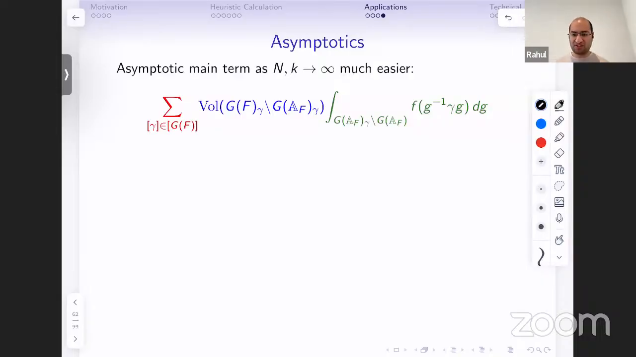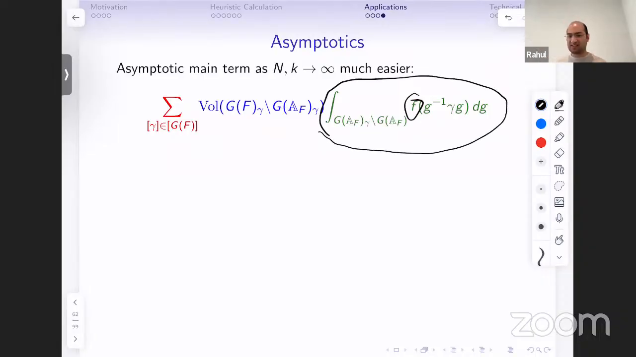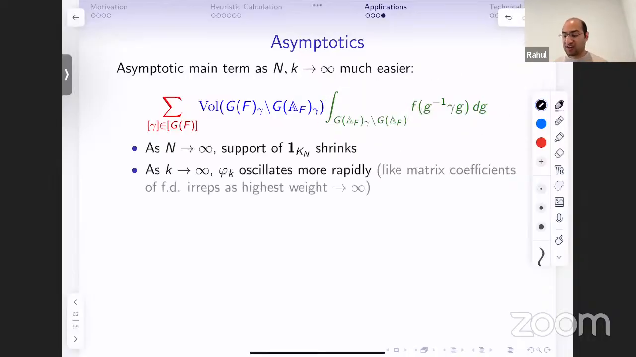So let's just recall what the geometric side looks like. Again, it's a sum over conjugacy classes of this volume factor times this orbital integral. As we're doing an asymptotic, what's happening is this function f is changing, right? Remember this f, in our modular form case, was the pseudo coefficient times this indicator function. So we want to figure out what happens to this entire term as f changes. So basically we need to focus on the asymptotics of this as f changes.